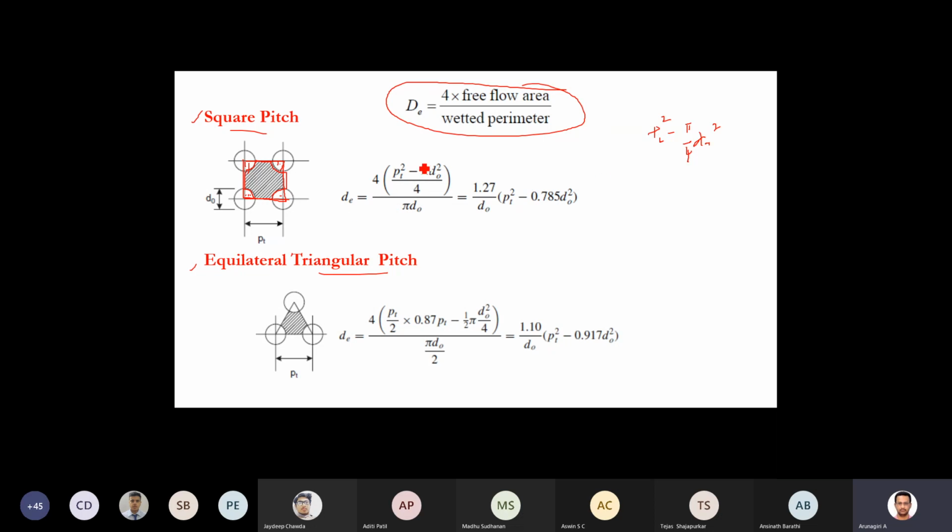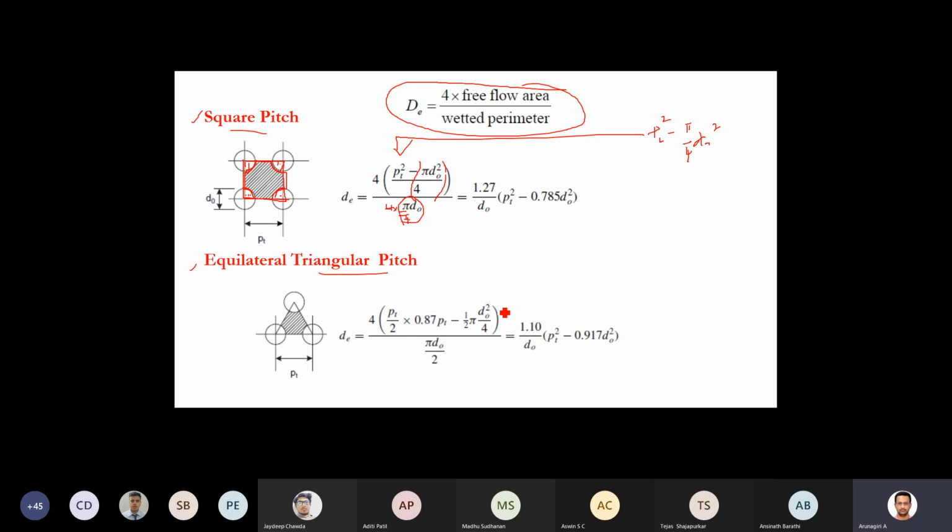I think this will not come here, correct? Sorry, please correct this. This is wrong. This is PT square, like this: PT square minus pi by 4 D naught square. That is the flow area. Wetted perimeter means these portions, 4 times 1 by 4 of pi D naught. So this is for one quarter circle; 4 times you get one full circle, pi D naught.